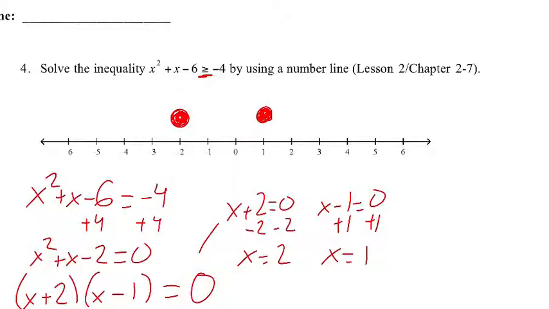Now, we need to do a test point. We got to figure out if we're going to shade in between our 2 points. So our options would be in between your 2 points or outside. We got to figure out which one it is. So in order to do that, let's do a test point. The easiest test point for this one is one that's right in between the two, 0. So let's test x equals 0.